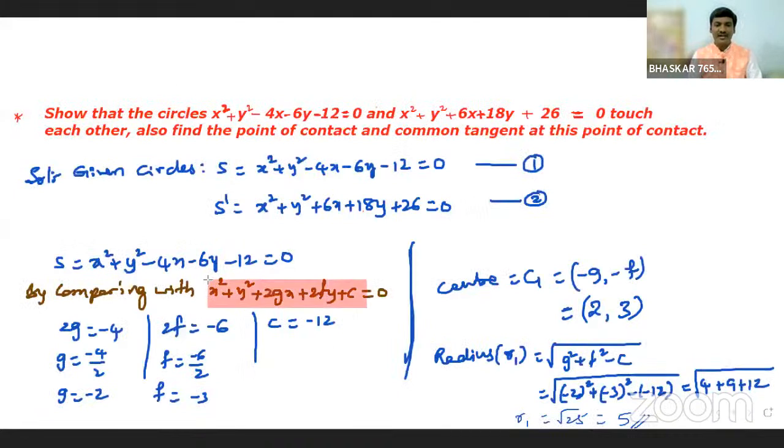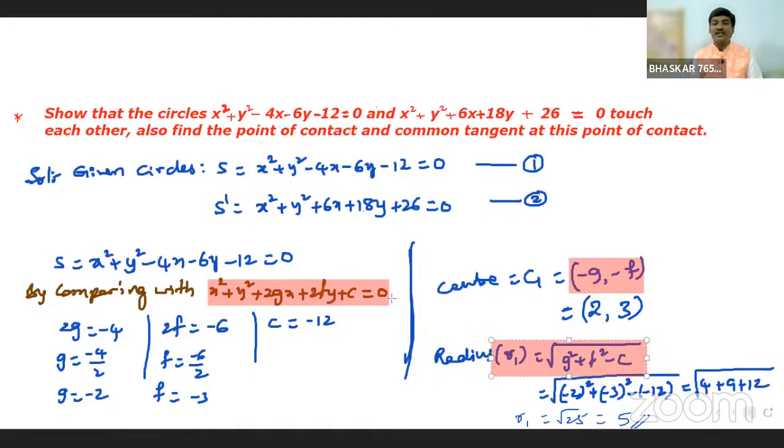So first I took the given circles as equation 1 and equation 2. After that, taking the general equation, that is x square plus y square plus 2gx plus 2fy plus c equal to 0, and comparing with it, we are finding the g, f, c values. Then finding the center and radius. What is the center formula? Minus g comma minus f is the center. And radius, what is the radius formula? Root of g square plus f square minus c is the radius formula.